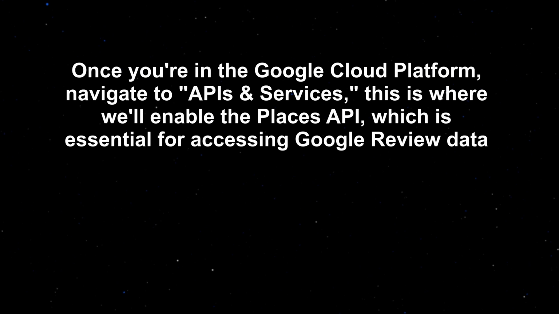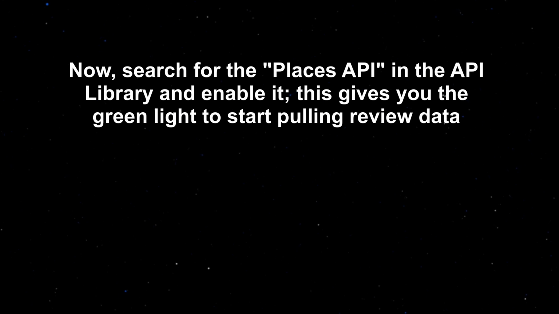Once you're in the Google Cloud Platform, navigate to APIs and Services. This is where we'll enable the Places API, which is essential for accessing Google review data. Now, search for the Places API in the API library and enable it. This gives you the green light to start pulling review data.